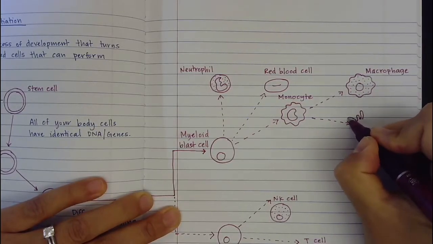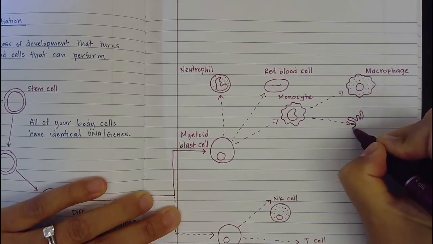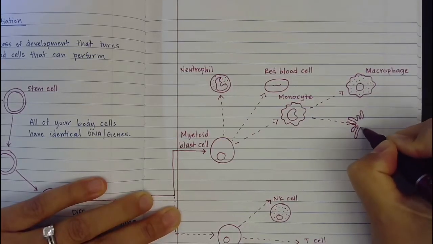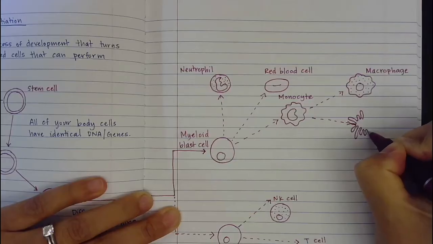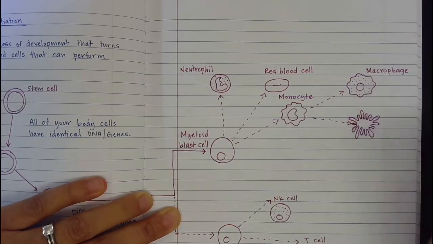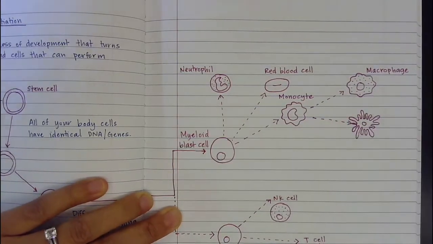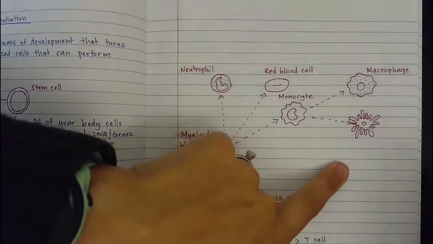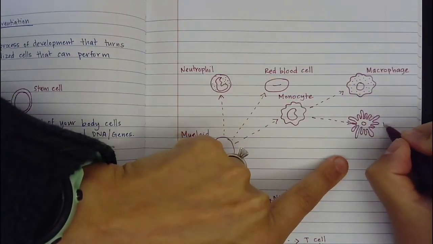And dendritic cells have these weird protrusions. Now I'm just kind of randomly making these. Hopefully it'll look okay. So this is my dendritic cell.